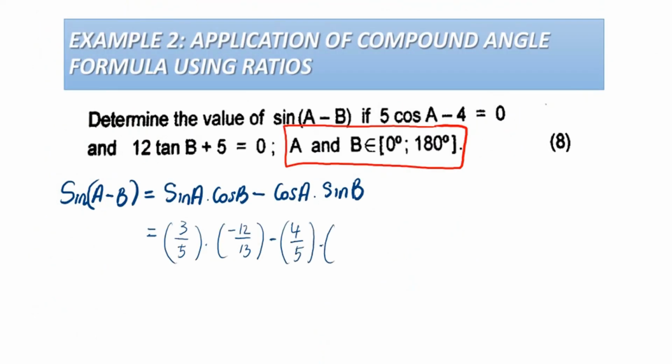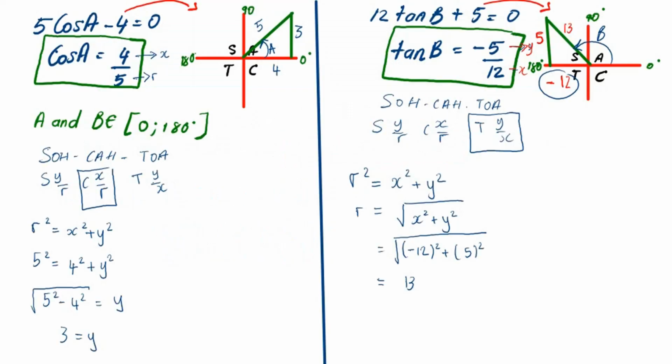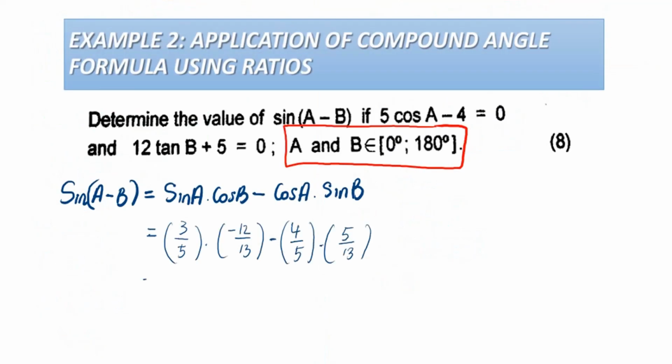Multiply by sine of B. You go to your diagram that has your angle B. Okay, so sine of B is y over r. So what is your y? It's 5. And what is your r? It is 13. Okay, you simply simplify this: 3 over 5 multiplied by negative 12 over 13.